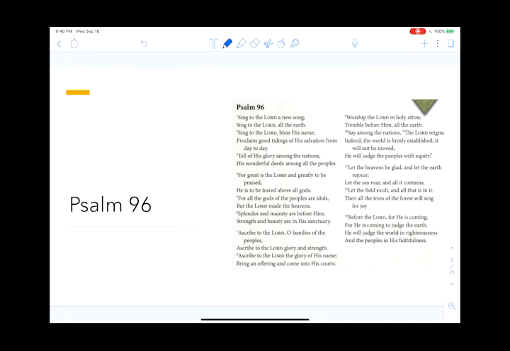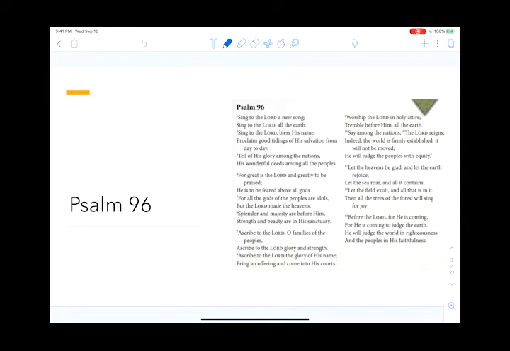We'll start by doing the reading together portion. Today we will be reading Psalm 96. Sing to the Lord a new song. Sing to the Lord, all the earth. Sing to the Lord, bless his name. Proclaim good tidings of his salvation from day to day.